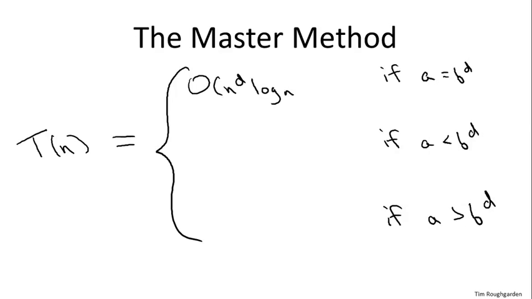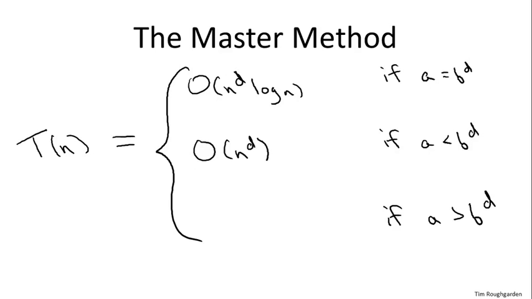And again, this is d. The same d that was in the final term of the recurrence, the work done outside of the recursive calls. So in the first case, the running time is the same as the running time in the recurrence outside of the recursive calls, but we pick up an extra log n factor. In the second case, where a is smaller than b to the d, the running time is merely big O of n to the d.